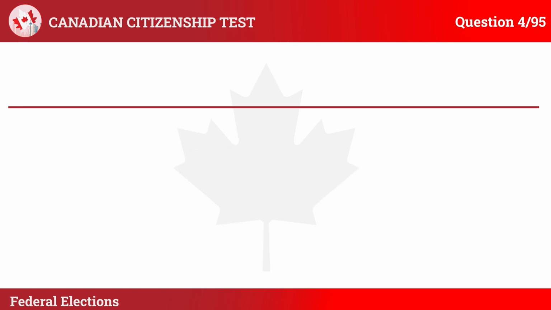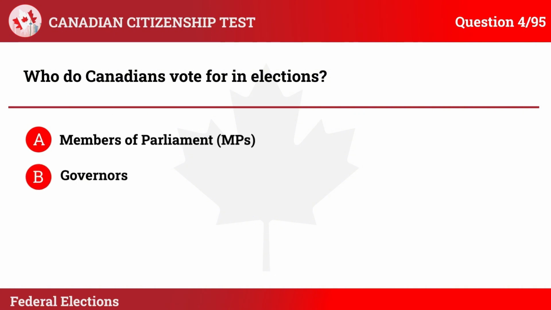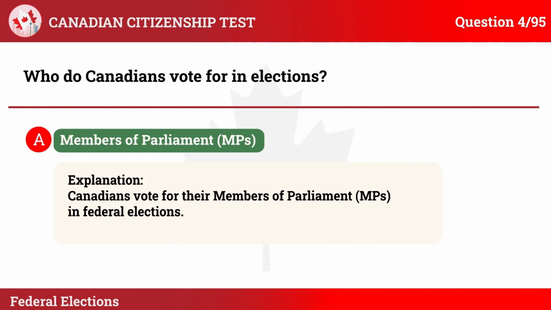Question 4. Who do Canadians vote for in elections? A. Members of Parliament, MPs, B. Governors, C. Senators, D. Judges. The correct answer is A. Members of Parliament, MPs. Explanation: Canadians vote for their Members of Parliament, MPs, in federal elections.